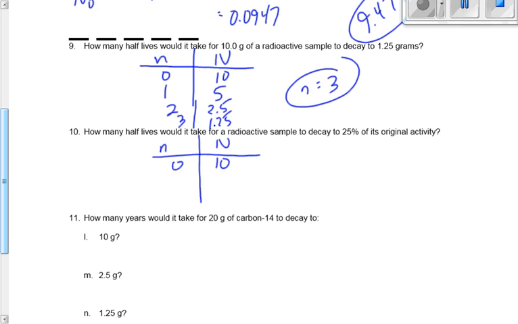After 1 half-life, I got 5. No, wait, not 10. It should be 100, shouldn't it? 100%. After 1 half-life, I got 50. After 2 half-lives, I got 25. N would be 2.